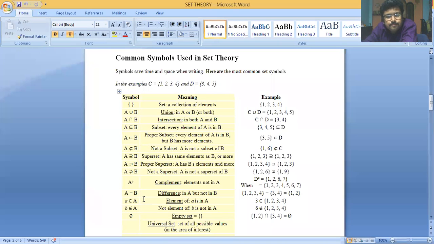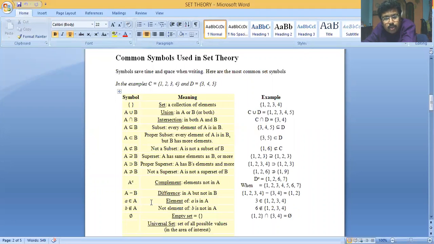Now, A minus B, the difference. It represents the difference between the two sets: in A but not in B. So 1, 2, 3, 4 and 3, 4. Here 1 and 2 do not belong to set B. So A minus B is 1 and 2.